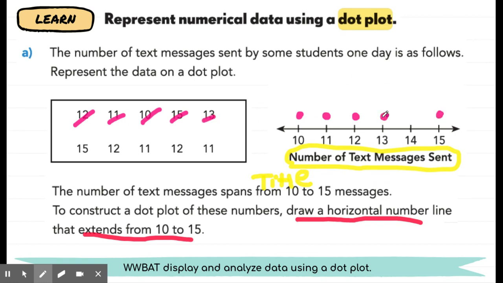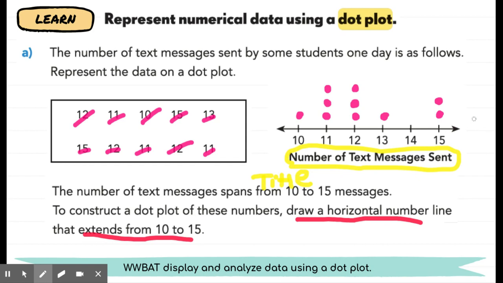13, 15, 12, 11, 12, 11. So in total, there's one person who sent 10 messages, 3 people sent 11 messages, 3 people sent 12 messages, 1 person sent 13 messages, and 2 people sent 15 messages.